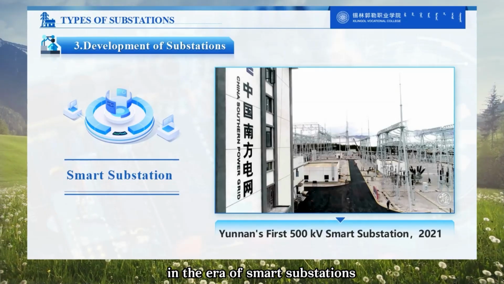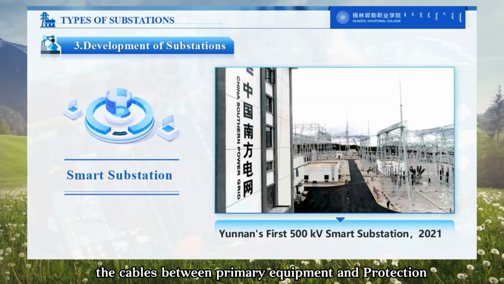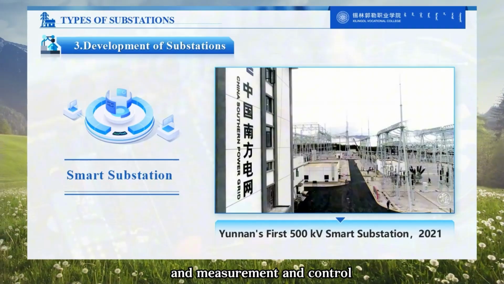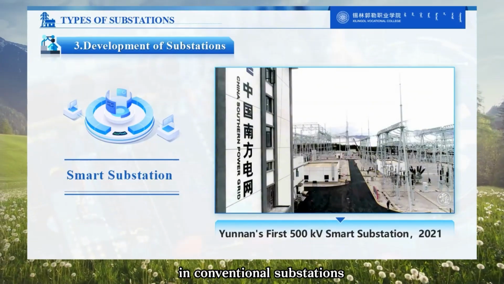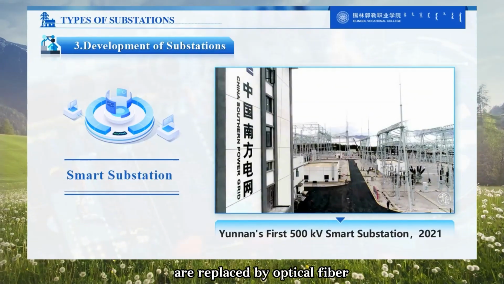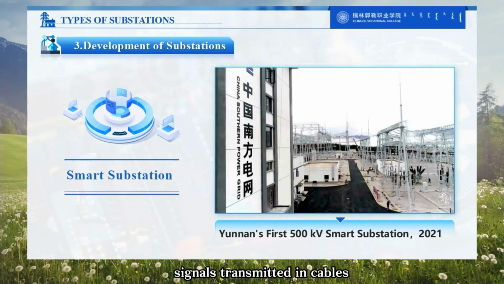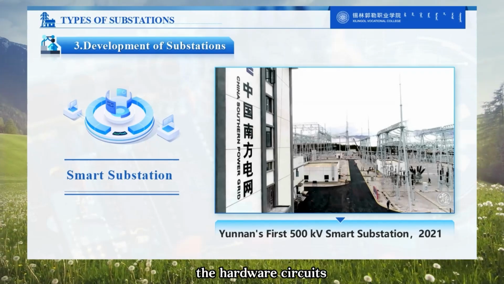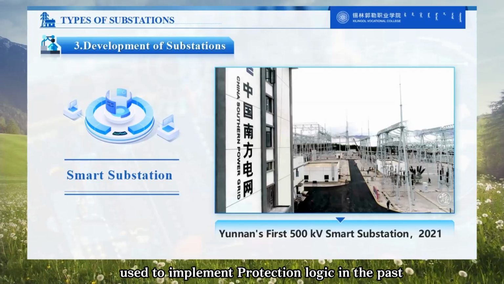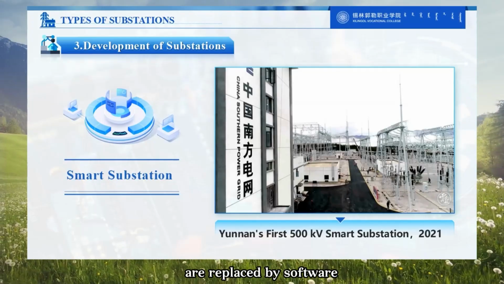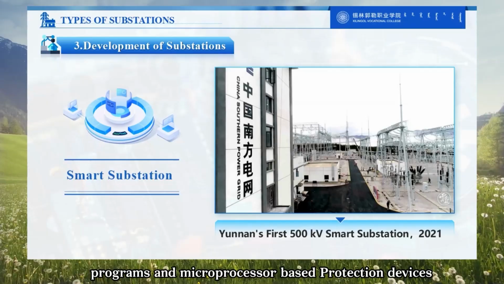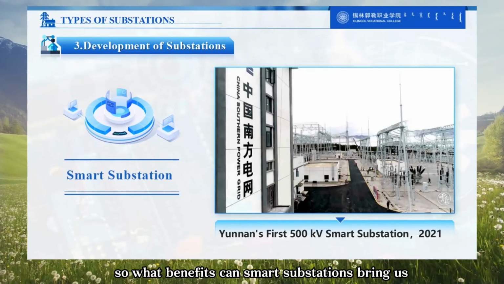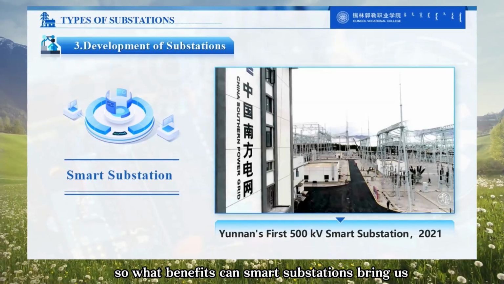In the era of smart substations, the cables between primary equipment and protection and measurement and control in conventional substations are replaced by optical fiber. The DC and AC signals transmitted in cables are replaced by signals transmitted over the network. The hardware circuits such as relays used to implement protection logic in the past are replaced by software programs and microprocessor-based protection devices. So, what benefits can smart substations bring us?